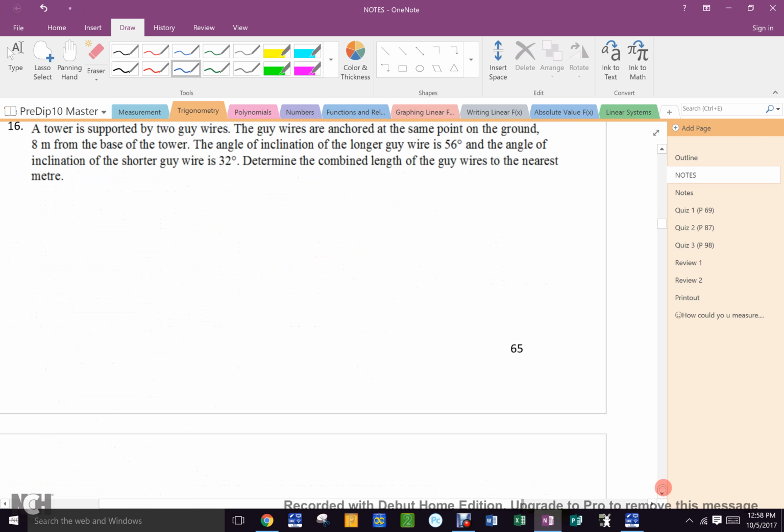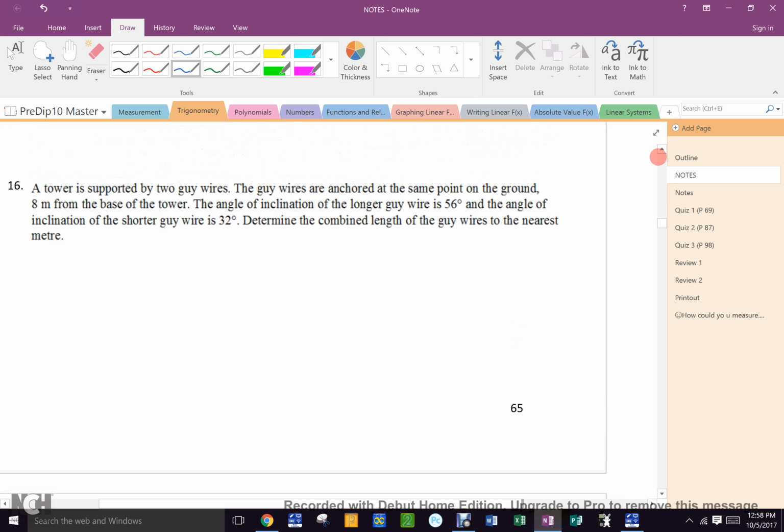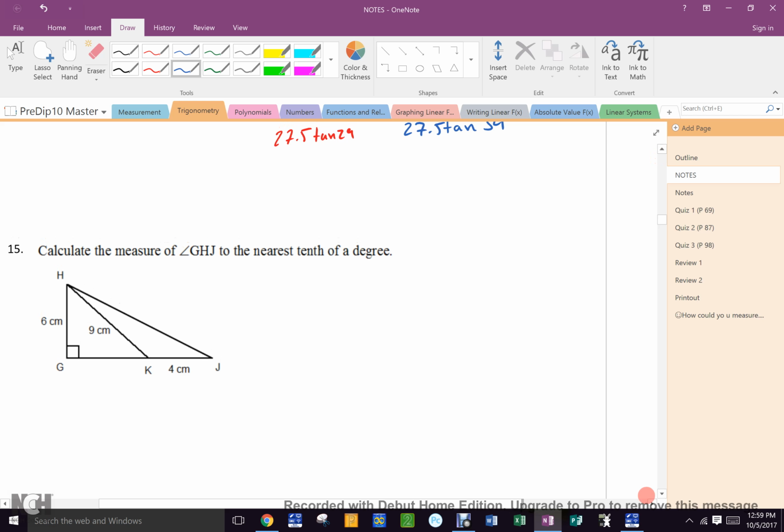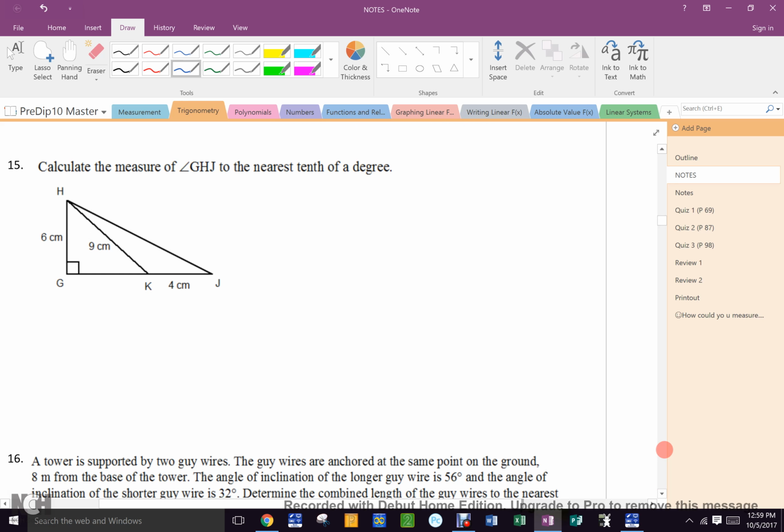Now, you have all the tools you need. 15 is a hard question. Go. Remember, I don't want you touching your calculator until it's time to touch your calculator. 15 is difficult. GHJ, the angle of G to H to J. This whole angle. Go. It's a hard question.